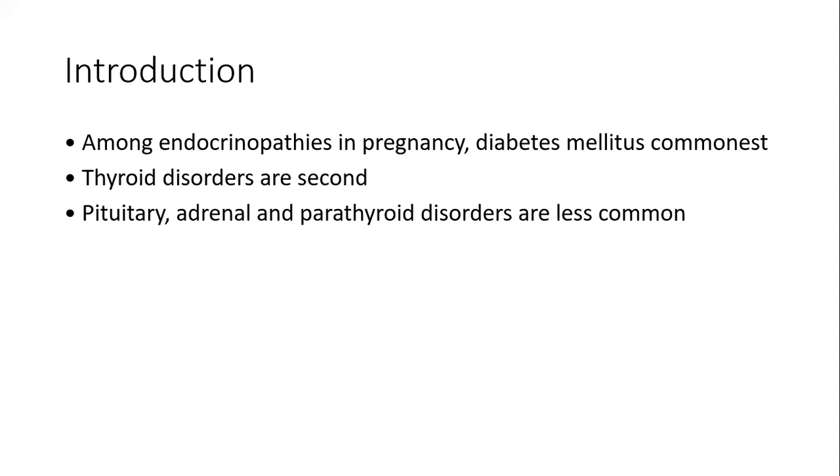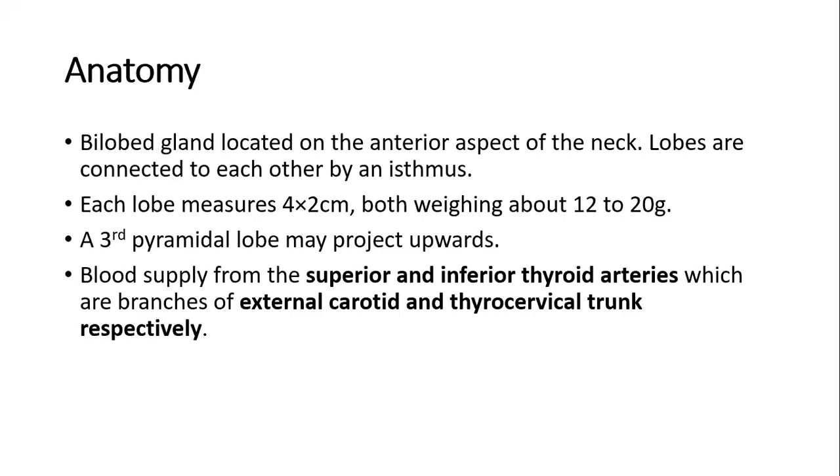Yeah, so on to the thyroid disorders in pregnancy. I'm going to begin with a bit of anatomy of the thyroid gland. It is usually a bilobed gland on the anterior aspect of the neck. The lobes are connected by an isthmus. Each lobe measures around 4 by 2 centimeters, and they weigh around 12 to 20 grams. We can also have a third pyramidal lobe, which may project upwards.